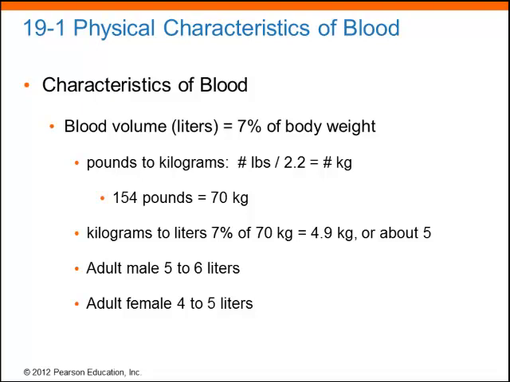Then to convert kilograms to liters, we're not really doing a conversion, we're doing an estimation. If we know that the blood volume in liters is 7% of your body weight in kilograms, and you weigh 70 kilograms, 7% of 70 kilograms is 4.9 kilograms, or about 5. So that means that for a typical 150-pound person, there's about 5 liters of blood. Please notice that adult males have slightly higher volume than adult females, 4 to 5 for females, 5 to 6 for males.